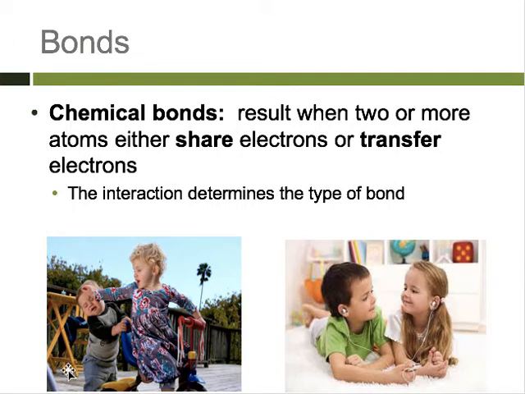So if you look at this page here, you can see these two kids over here are very nicely sharing. So they would be a certain type of bond in which the electrons are shared between two different atoms. You can see over here, not quite the same situation. We have a little girl, and she is not doing a very good job of sharing her tricycle. She is literally taking it away from this other little kid. So depending on whether it's a sharing or a transfer determines the type of bond.